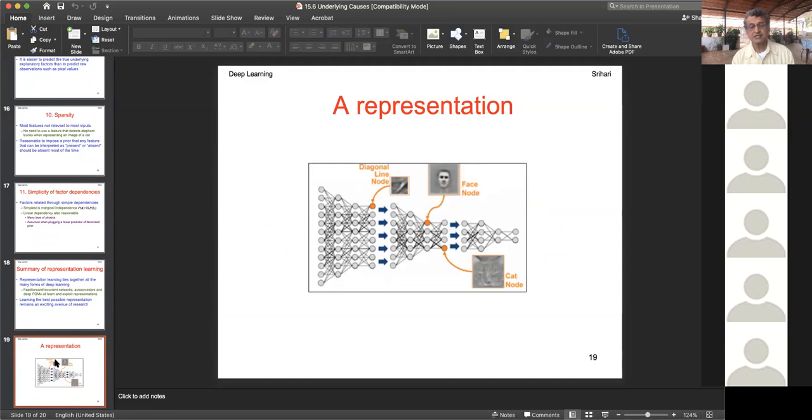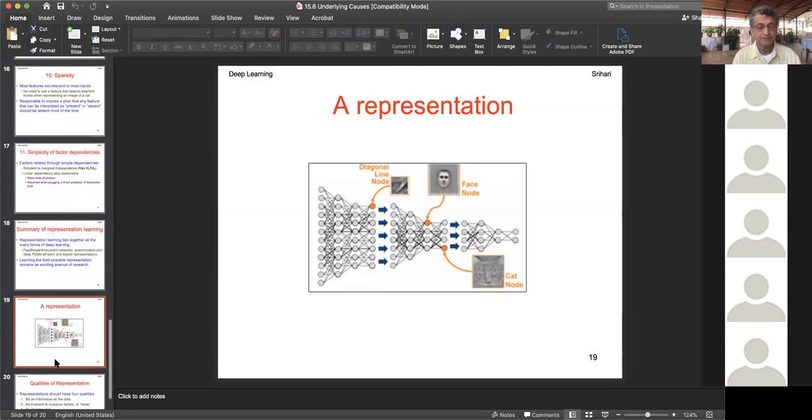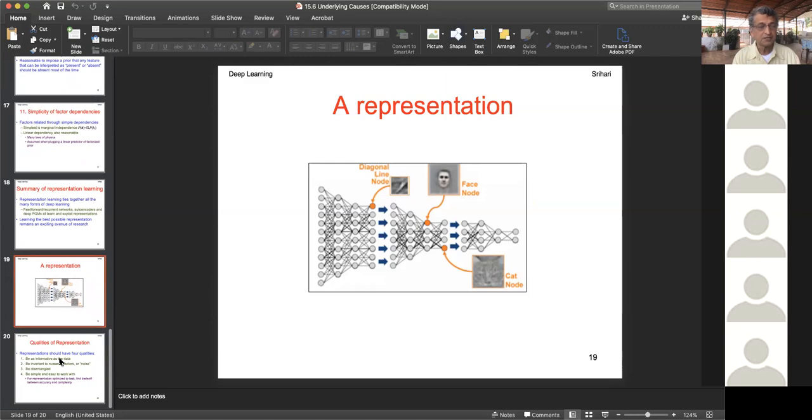And here is one representation diagram which shows how we are learning diagonal lines, and a node corresponds to a diagonal line in a particular 45-degree direction, and there is a node for that it's a face, and that's a node that it's a cat, and so on. A representation that learns these concepts along the way is, of course, what a deep learning network does anyhow.